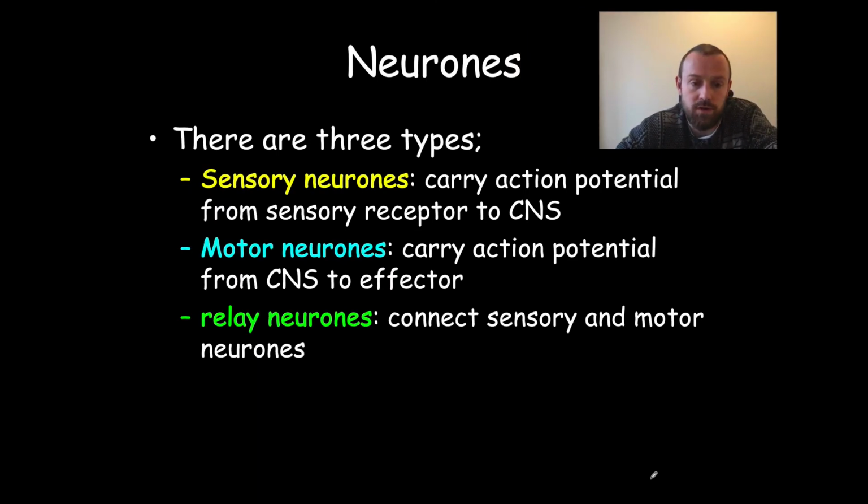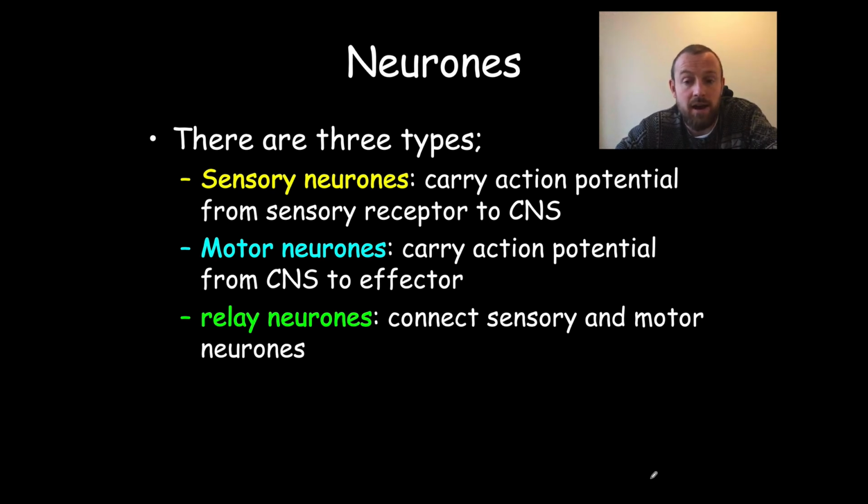All neurons send these action potentials, and we're going to look at action potentials more specifically next lesson. I'll do another separate video on action potentials, but first, let's look at the 3 different types of neurons. There are 3 different types of neurons. You should write these down.